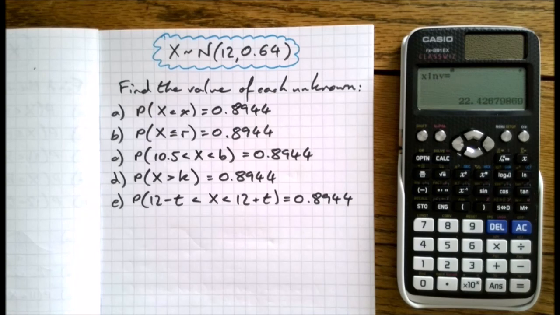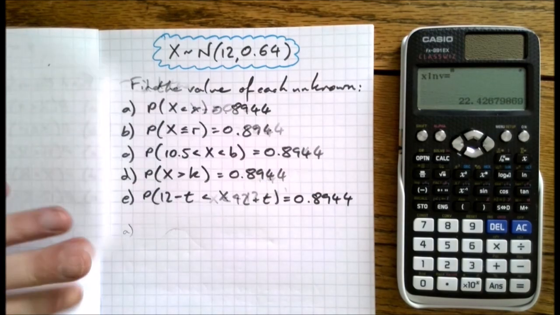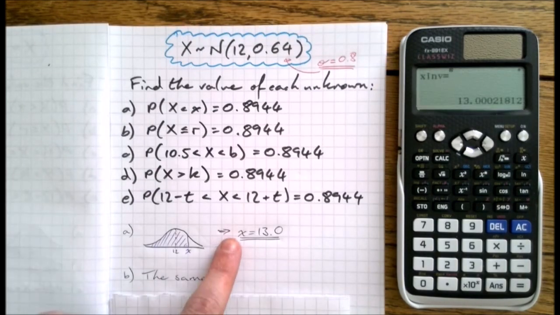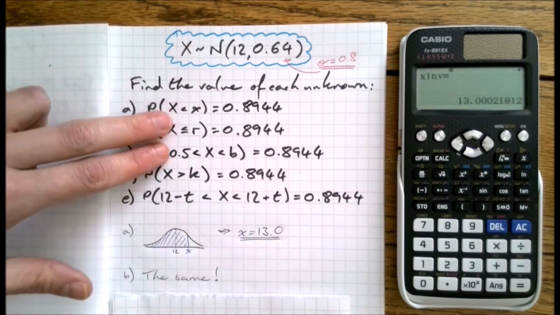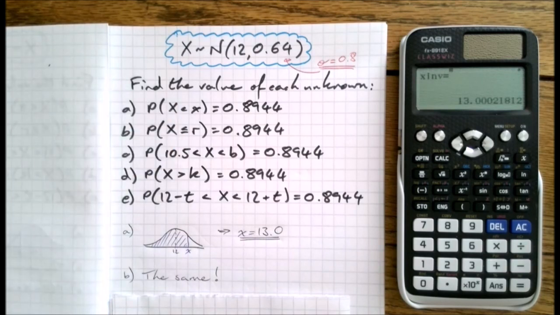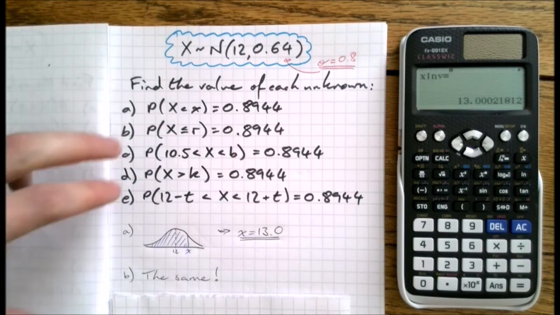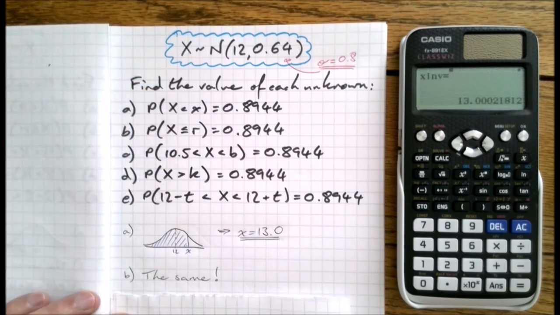I'm going to put up the answers to A and B really quickly. I don't think they need going through. Here they are. There we go. X is 13.0 and I just included B to make sure that you remember that these two symbols for a continuous random variable, like normal random variables, work in exactly the same way.